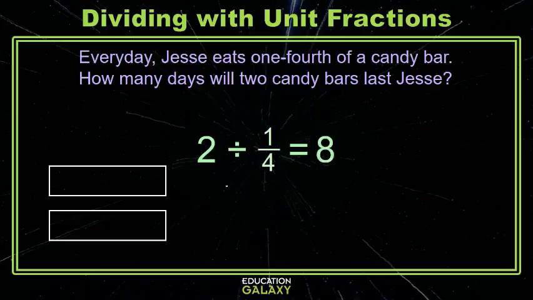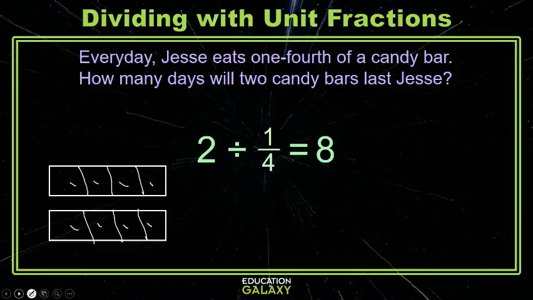If you're unsure about that and you want to double check, you could do a little sketch. Just sketch yourself out a couple candy bars and then cut them into fourths. So chop, chop, chop, chop, chop, chop. Now I can see I have 1, 2, 3, 4, 5, 6, 7, 8 fourths in these 2 candy bars. Okay, now go and try a few of these on your own, dividing a whole number by a unit fraction.